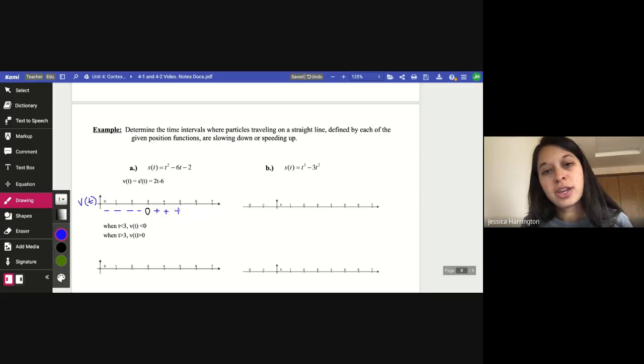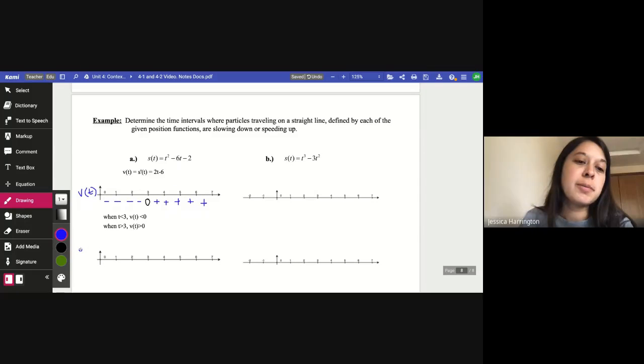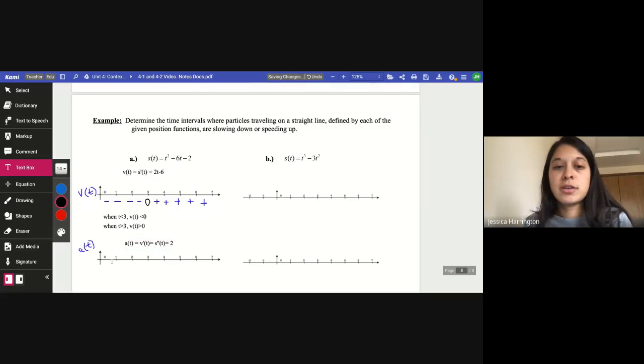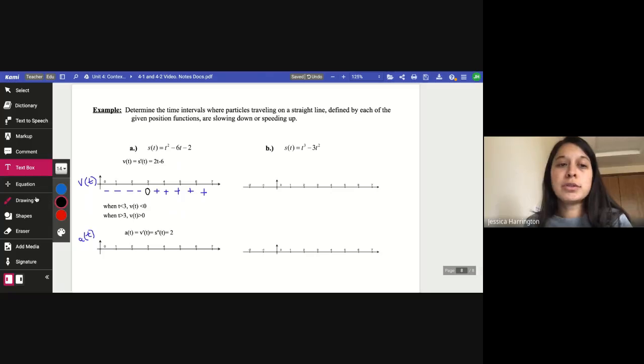Okay, so we're trying to check if this thing is slowing down or speeding up. So we need to check the sign of the acceleration as well, because remember, for it to speed up, the signs of acceleration and velocity have to be the same. So let's label this a of t. Now let's find a of t. A of t is the derivative of the velocity function, v prime of t, which is the second derivative of the position function. So what is the derivative of the velocity function? Well, that's just 2, right? I'm taking the derivative of 2t minus 6. That's just 2. So the acceleration is always 2.